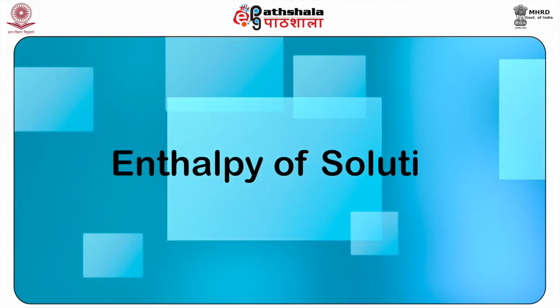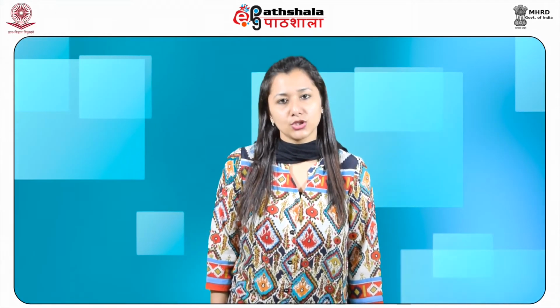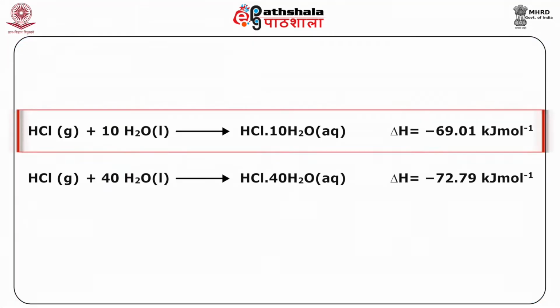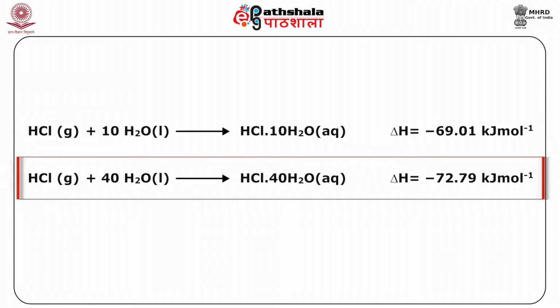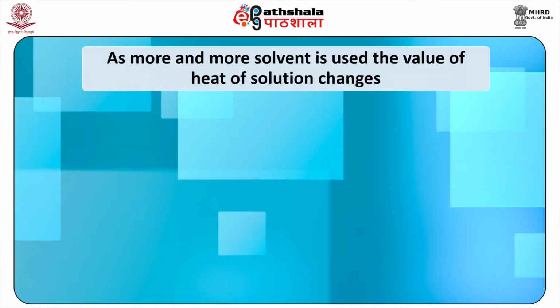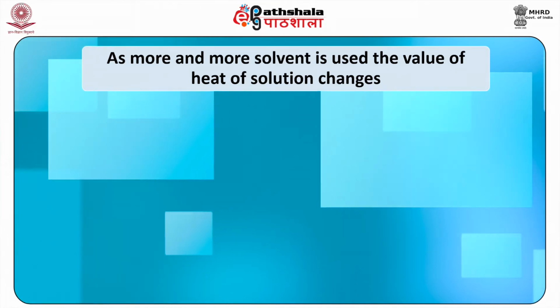Now, we shall look at the enthalpy of solution. The amount of heat exchanged when 1 mole of solute is dissolved in a sufficient amount of solvent at a specified temperature and pressure is known as the enthalpy of solution. For example, for this reaction, delta H is minus 69.01 kilojoules per mole. For the other reaction, delta H is minus 72.79 kilojoules per mole. These values of delta H show the general dependence of the heat of solution on the amount of the solvent. As more and more solvent is used, the value of heat of solution changes.